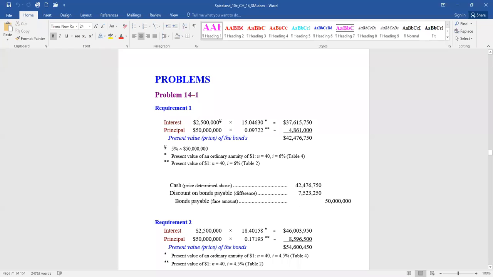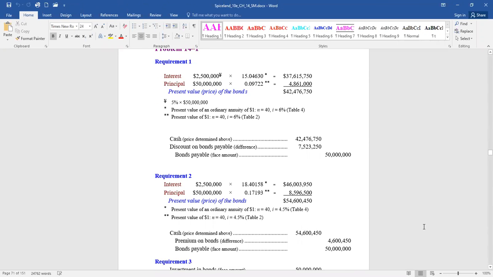8.596500. Add them together. The present value of the bond, the selling price of the bond, is actually above the face value. It's $54,600,450. So in this case, the bond sold for more. They sell for a premium.